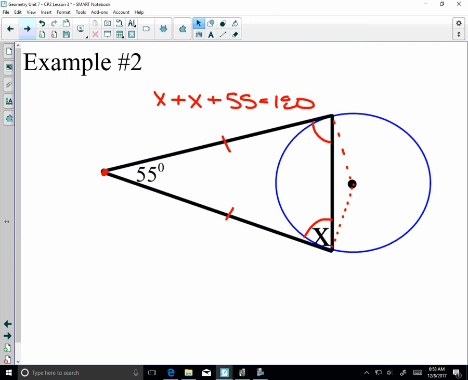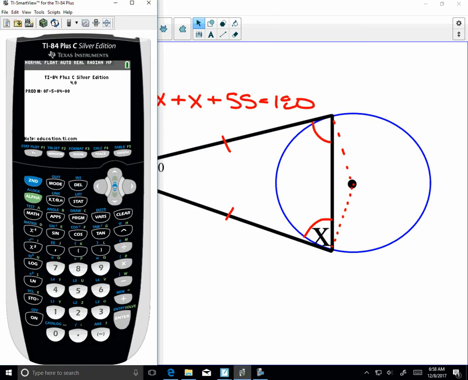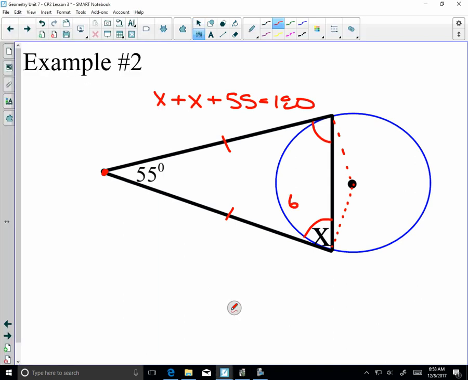And then we can just go through. It's a little early in the morning, so I'm going to use the calculator to make sure I'm getting this one right. 180 minus 55 equals 125, and that is shared between the two base angles. So we divide by 2 to get each base angle equal to 62.5.